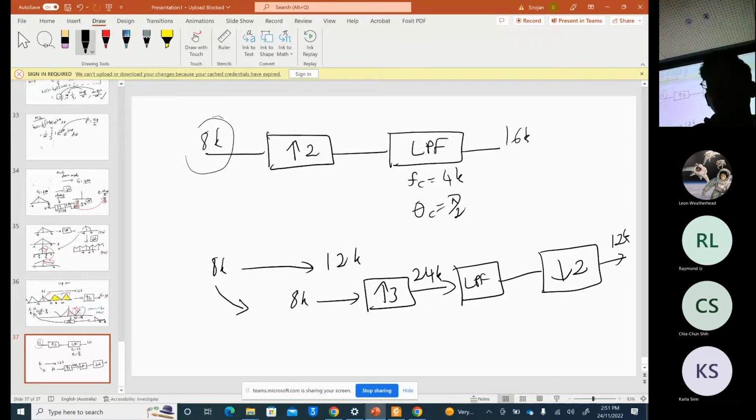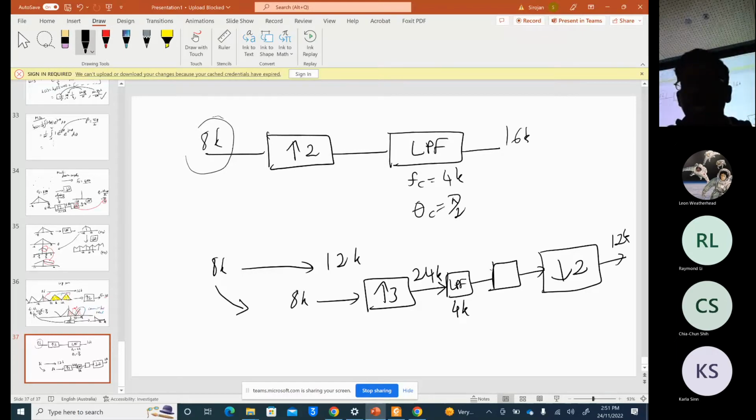So what should be the low pass filter cutoff frequency? For this upsampling part we need to have a low pass filter. What is the cutoff frequency? FC is 4K cutoff frequency. Okay. After that, again for this downsampling, we need a low pass filter.